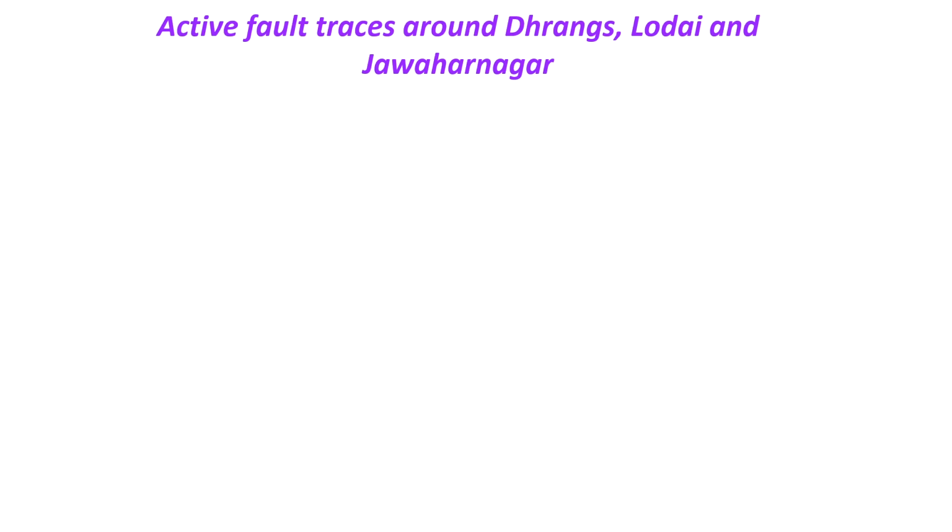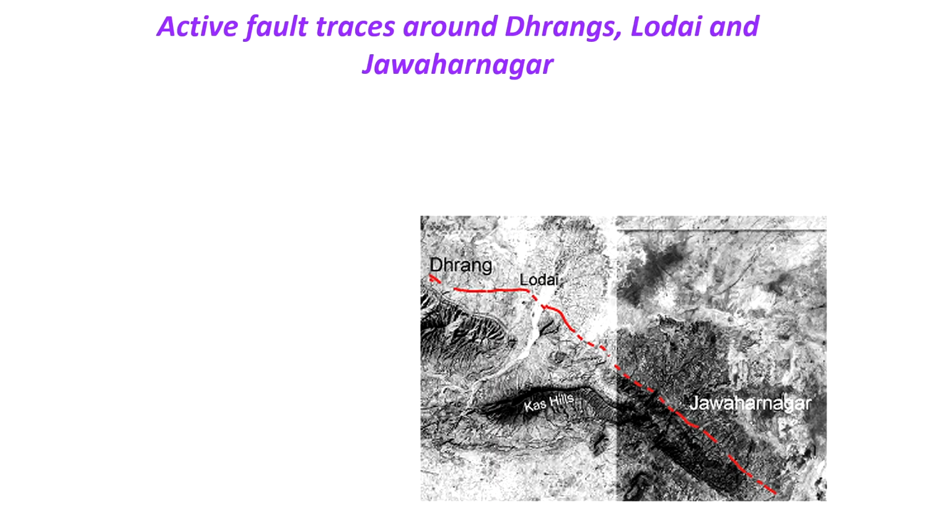Now for active fault traces, as I told, we also use aerial photographs. So what we did was after the 2001 Bhuj earthquake. That was more than 20 years ago now. The earthquake was in 2001, named the Bhuj earthquake, and the magnitude was 7.6 or maybe 7.8 if I'm not wrong.